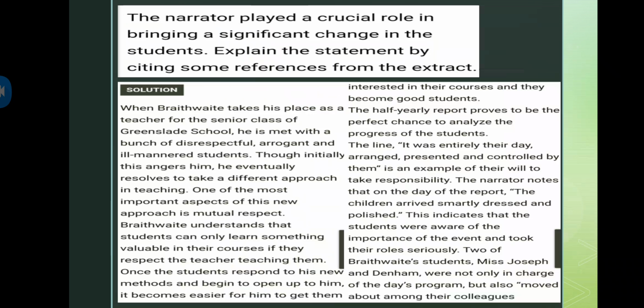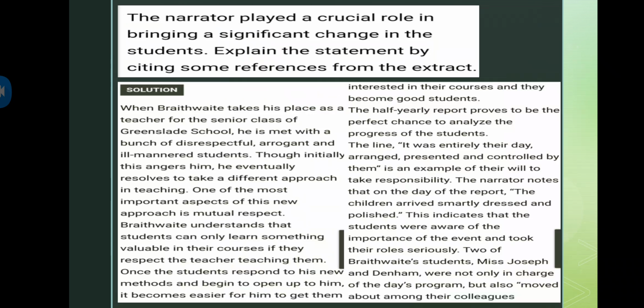The half yearly report proves to be the perfect chance to analyze the progress of the students. So basically, when he started teaching in a different way, he felt he was opening up with the students, and now they were also feeling open, like they could talk about anything or learn freely. That's what they felt when the teacher changed his attitude a bit and tried a different way.